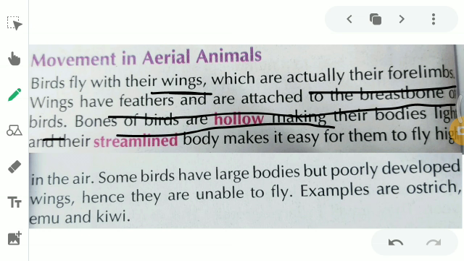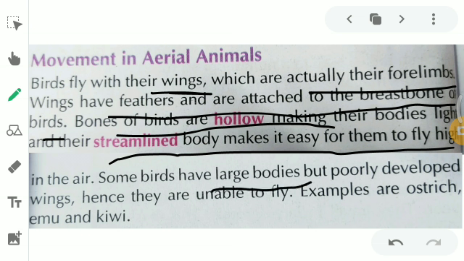And they have a streamlined body, which makes it easy for them to fly. These are the special features for birds to fly in the air. So, can all birds fly in the air? For example, take a hen. Does it fly? Ostrich, emu, kiwi. These are also birds, but they cannot fly in the air. Why? Some birds have large bodies but poorly developed wings.